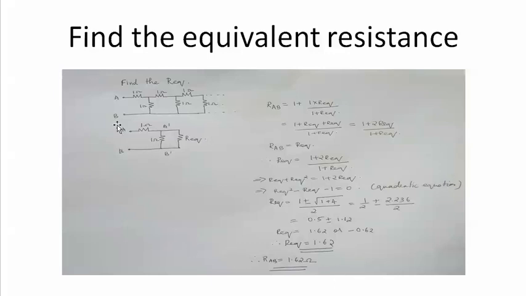So if a circuit with equal resistances, as shown in this diagram, is given, the R equivalent will be 1.62 times R. So in this lesson we have covered Kirchhoff's laws, the series and parallel circuit, and the voltage and current division rule. Thank you.